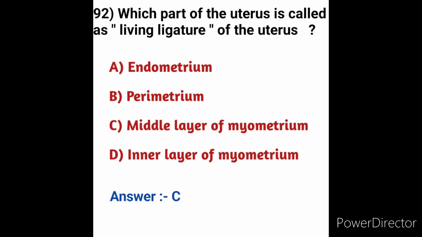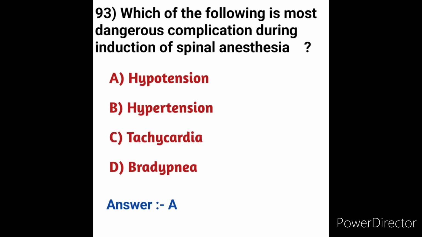Next we will move on to question number 93. Which of the following is the most dangerous complication during induction of spinal anesthesia? We will see here the options. Option A, hypotension. Option B, hypertension. Option C, tachycardia. Option D, bradypnea.